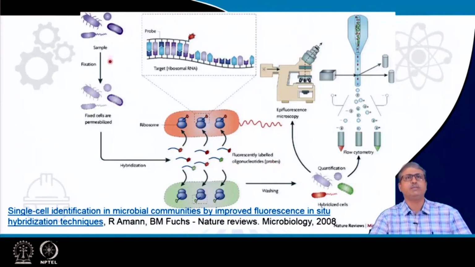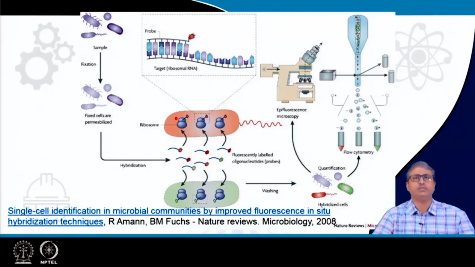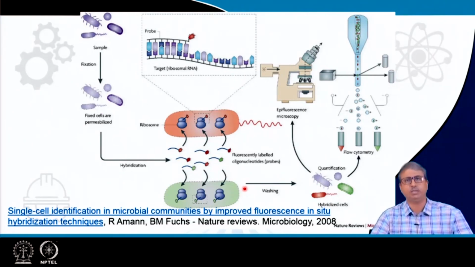You have the samples, then fix the samples through permeabilization so that the probe can enter inside. You have two probes here, one green and one red. You hybridize them, so the probes enter the cell and find the ribosomal RNA to hybridize with, and following hybridization you give a treatment called washing. Washing removes all the unbound probe molecules, because otherwise they will give you false positive results. So washing is also a very critical step.